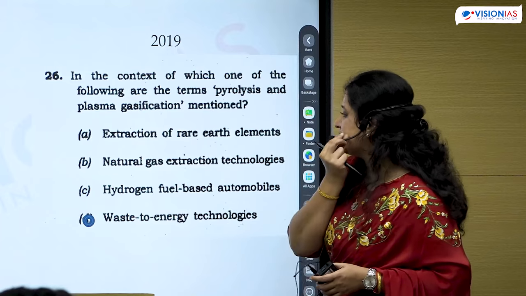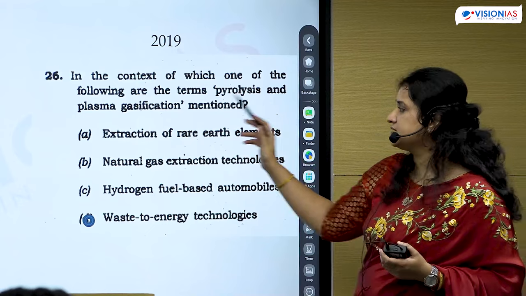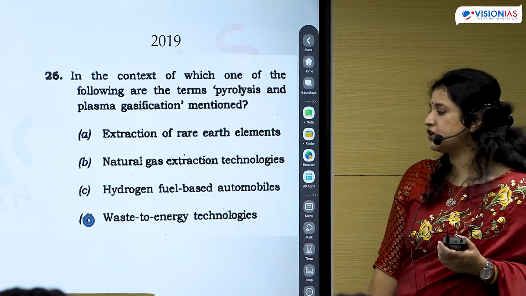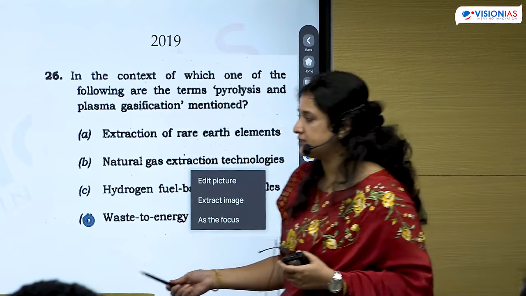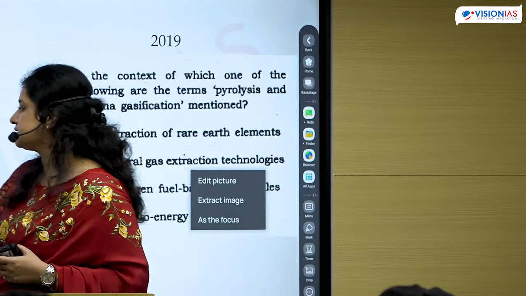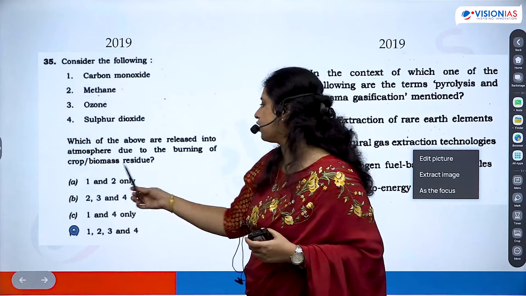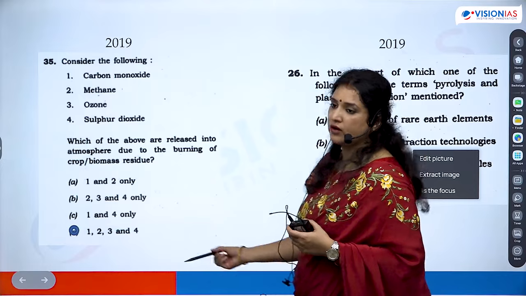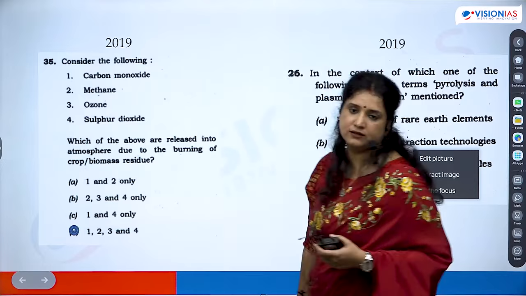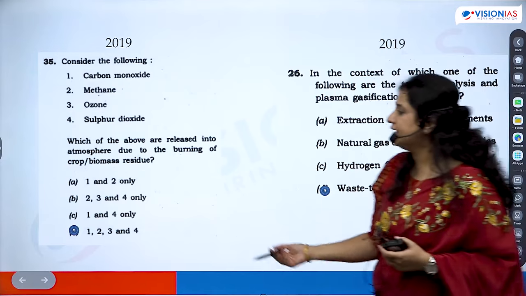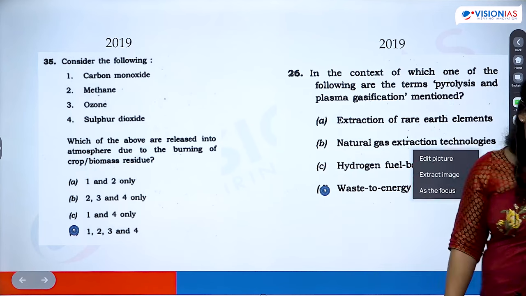Okay, this is also an easy question. Which one of the following are the terms pyrolysis and plasma gasification mentioned in the context of? Waste to energy. This is a very easy, basic question. This will be taught to you in the classes. Now, which of the above are released into the atmosphere due to burning of crop or biomass residue? So if you are burning crops, what all will happen? All are correct. Everyone else had figured it out, only about ozone did people have a little doubt. Okay?